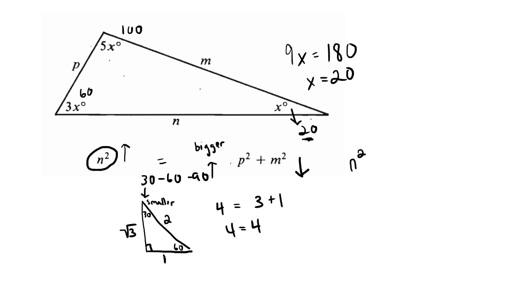Again, let's reiterate how we did that. This is very close to a 30, 60, 90 triangle. In a 30, 60, 90 triangle, n squared equals p squared plus m squared. The problem is, in the triangle that we have here, I don't have 90 degrees, I have 100, which makes the n squared even bigger. And I don't have 30 degrees, I have 20, which makes one of these shorter sides even smaller. So we have no choice but to say that the n squared is bigger.